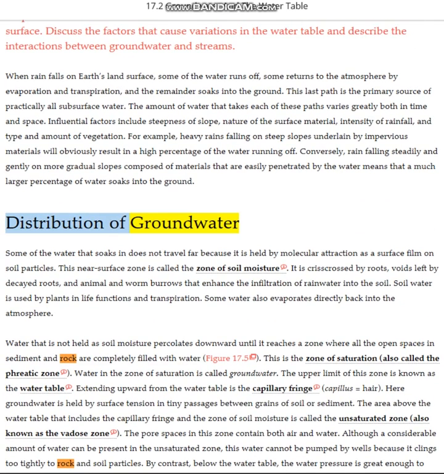Distribution of groundwater. Some of the water that soaks in does not travel far because it is held by molecular attraction as a surface film on soil particles. This near-surface zone is called the zone of soil moisture. It is crisscrossed by roots, voids left by decayed roots, and animal and worm burrows that enhance the infiltration of rainwater into the soil. Soil water is used by plants in life functions and transpiration. Some water also evaporates directly back into the atmosphere.